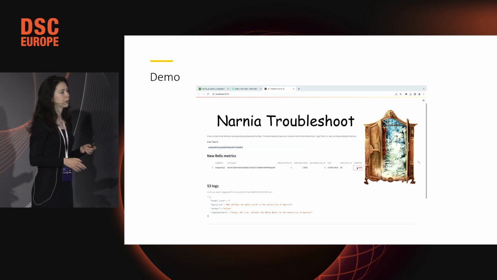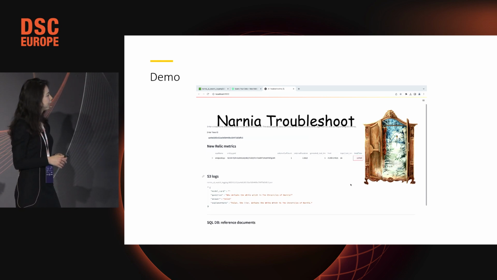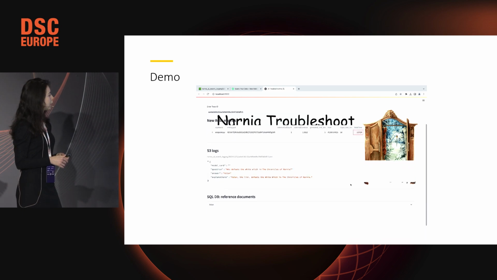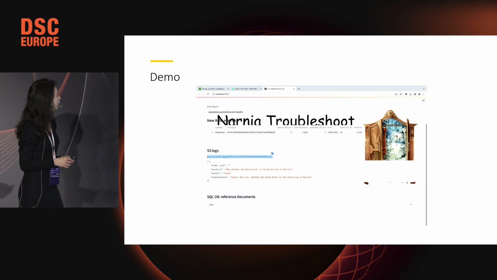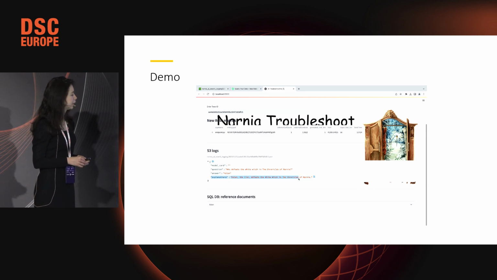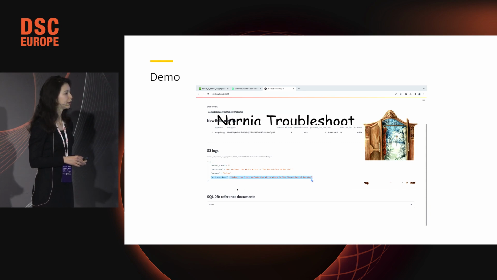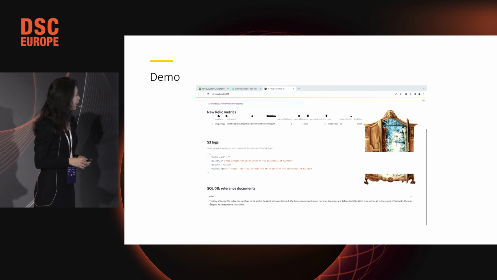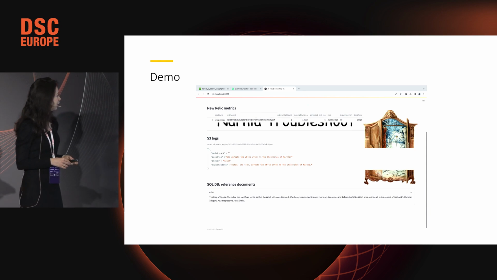And there can also be metrics of how this input-output length, for example, compares to the average on New Relic. So here are also S3 logs, the path to the S3 file. And here's our output, this model card. There could be information about the model that ran at that time, and the particular prompt and question, answer, and explanation. And from the SQL database, we get the reference documents.